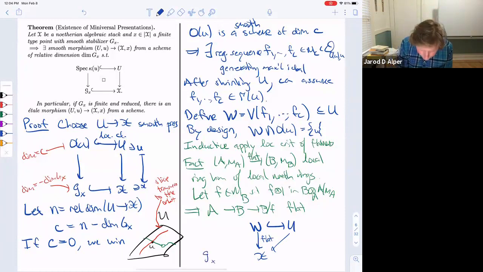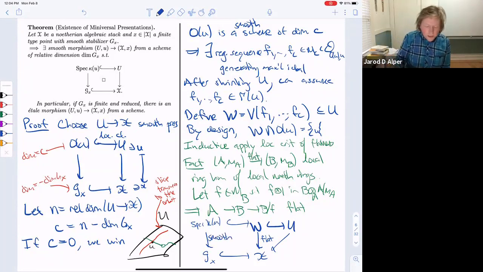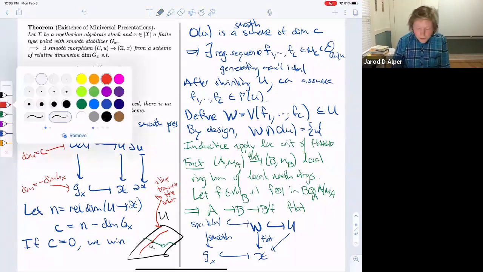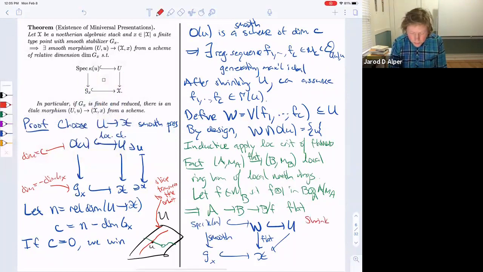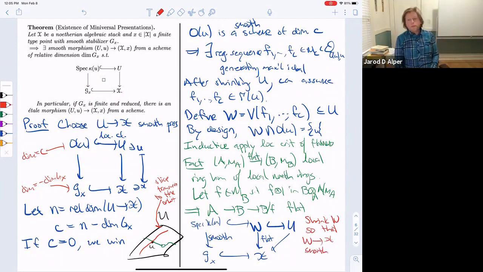But we also know that the fiber of this, we arranged the fiber under the residual gerbe to be exactly the point we started with. And this map is smooth. And so we have a flat morphism whose fiber is smooth, and therefore it's smooth in a neighborhood. And so we finish the proof by just shrinking W maybe further to arrange that it's smooth. Right. Yeah, and that completes the proof. I guess there are some details to check. The main detail is that Y is W flat over X. And the point is you check this smooth locally and you apply inductively the local criterion for flatness.